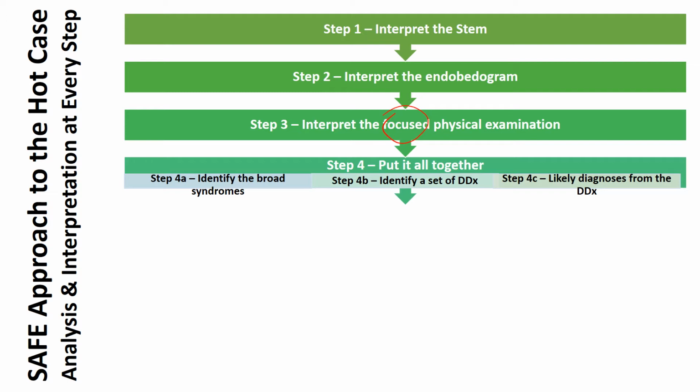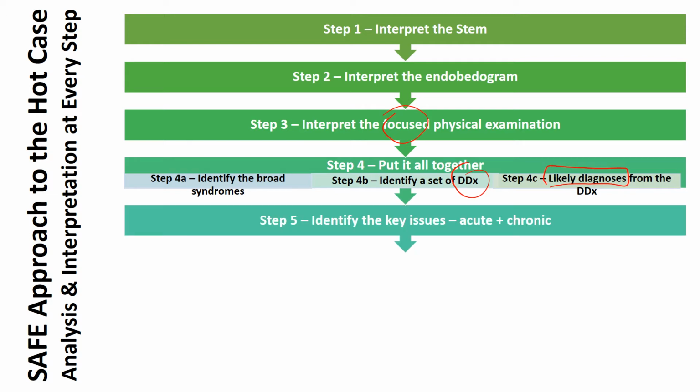Then once you identify the broad syndromes, identify a set of differential diagnoses, and you shouldn't have more than 3 or 4 differential diagnoses. From the set of differential diagnoses, identify 1 or 2 likely diagnoses.